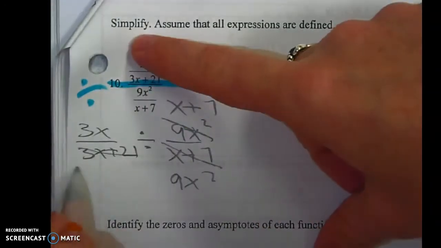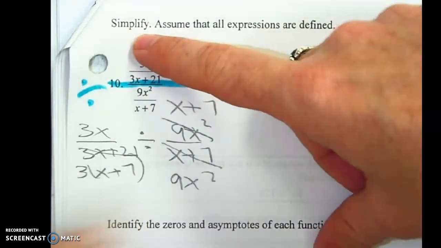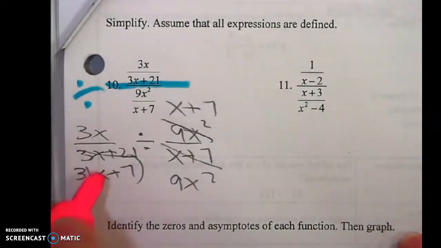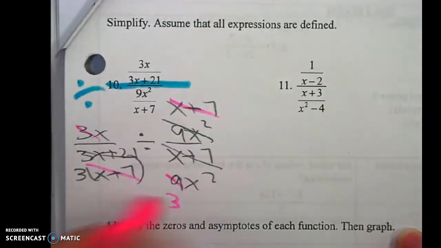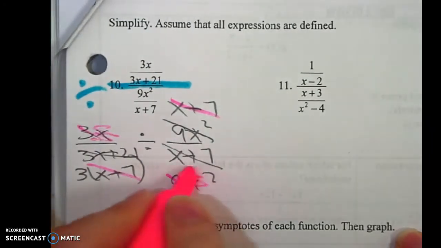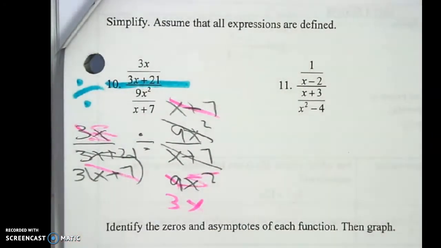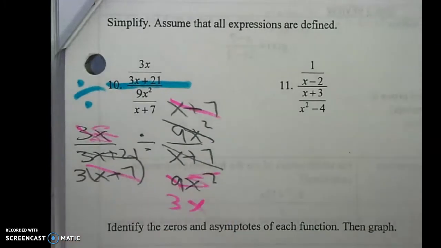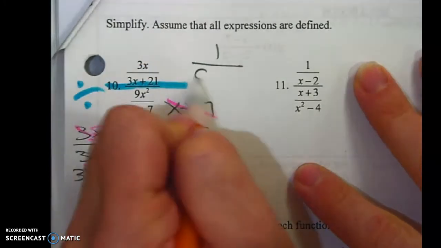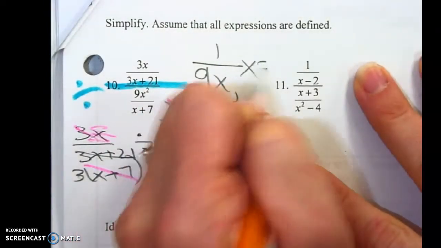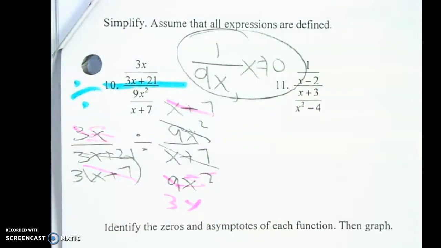I can factor out the 3. And now I can start crossing things off. X plus 7, gone. 3 and 9, 3. X is on top, so there's one more left on the bottom. It doesn't look like I have anything left on the top, so I have to put a 1, and then 3 times 3x is 9x, where x cannot equal 0.